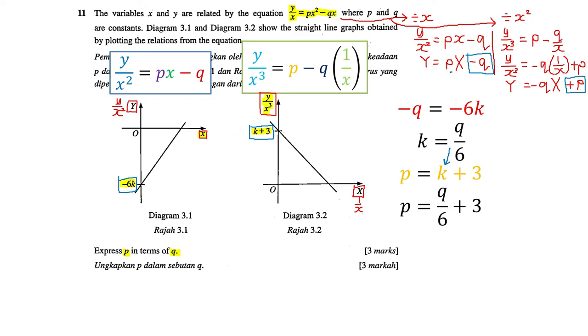1 mark is given to either you get your first linear form or your second linear form. Okay? Second mark is given either you compare the first y-intercept or the second y-intercept. Third mark is given when you get q.